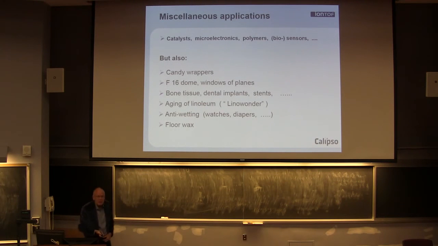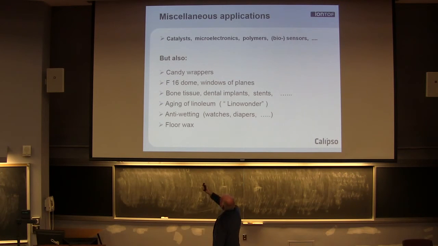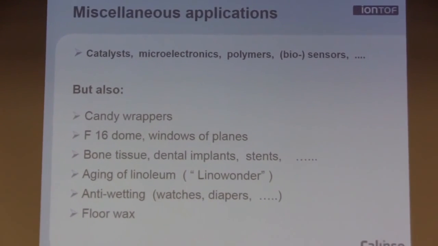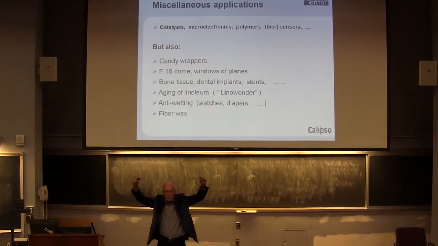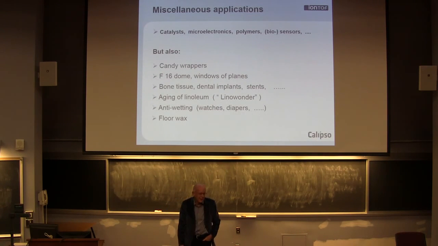And of course there are these real academic applications, but in practice I've been running an application lab since the mid-90s, and we do all kinds of other things. So candy wrappers, starfighter related things, bone tissues, dental implants with dentists in Holland, aging of carpeting, floor wax, diapers, all kinds of things. And we take advantage of the fact that with ion scattering you can look both at the top layer and in depth, and you try to be a material scientist to understand those properties. Thank you very much.